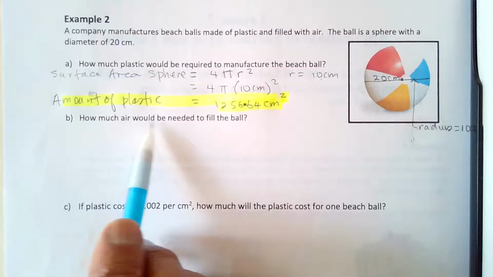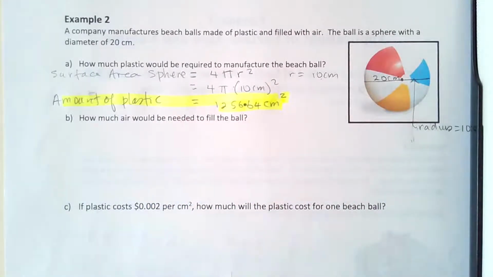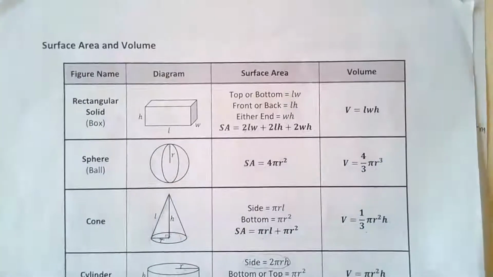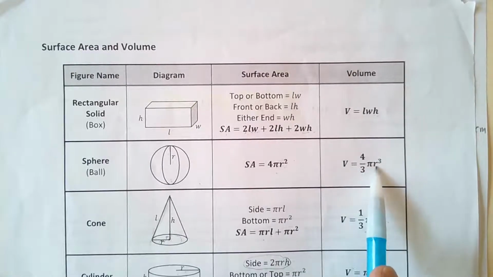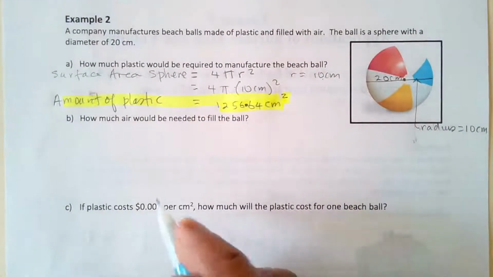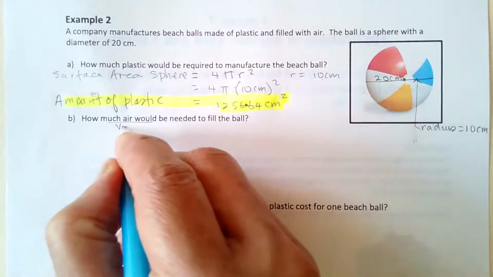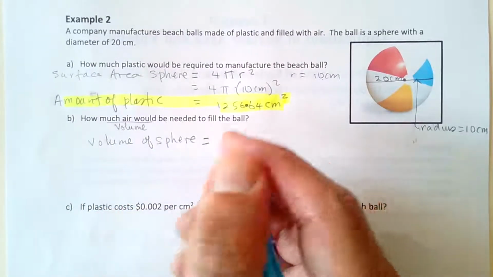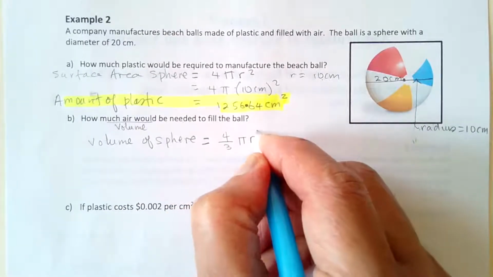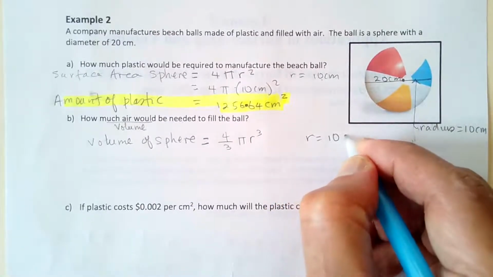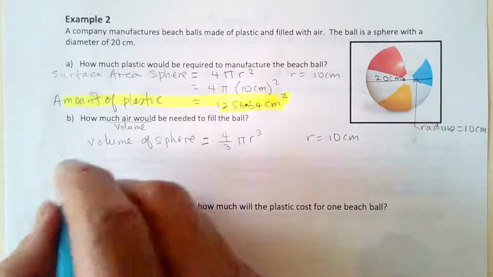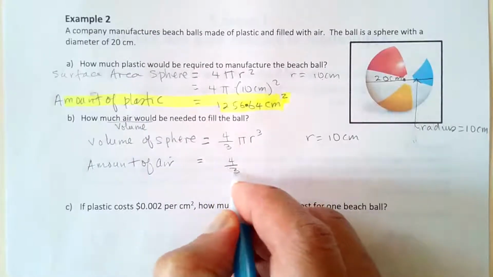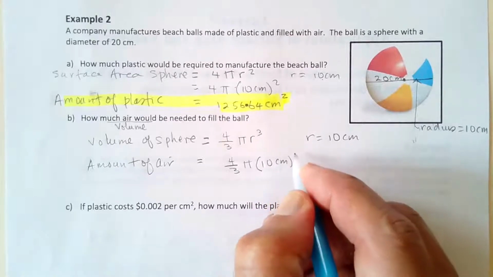Next, they ask us how much air would be needed to fill the ball. Now we're looking at the amount of space within this ball. Therefore, we're looking at volume. So now we're going to look at the volume of the sphere, which is 4 over 3 pi r cubed. How much air? We're asking for the volume. So volume of a sphere is equal to 4/3 pi r cubed. We know the radius is equal to 10 centimeters. So the amount of air would be 4/3 pi 10 centimeters cubed.